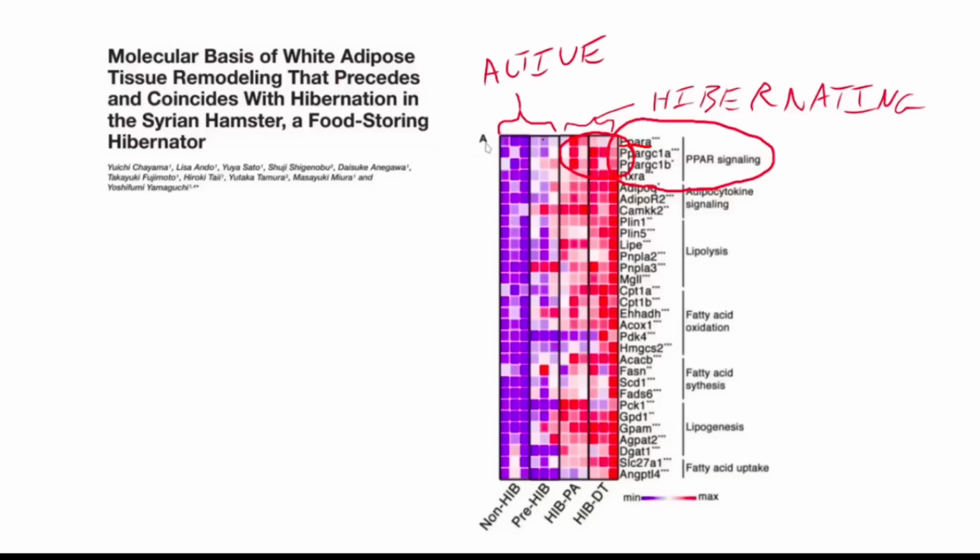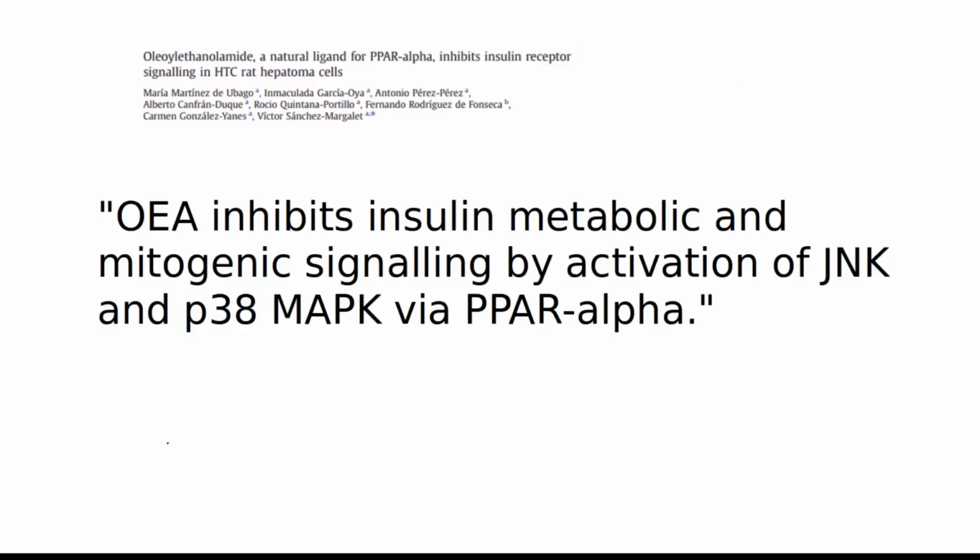As they approach hibernation and then as they go into torpor, you see that PPAR alpha levels really increase. One of the triggers for that is consuming dietary oleic acid. And so when you consume oleic acid, you release this signaling molecule called OEA, which is a cannabinoid. And OEA actually inhibits your insulin metabolism, and it does this by activating PPAR alpha. So when you activate PPAR alpha, it begins that process of making you insulin resistant and getting you torpid and getting you ready for winter.